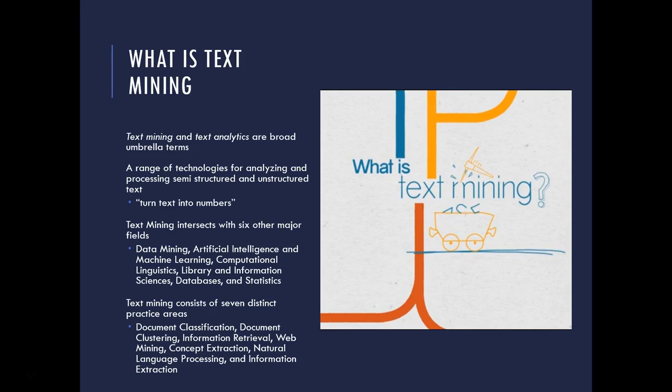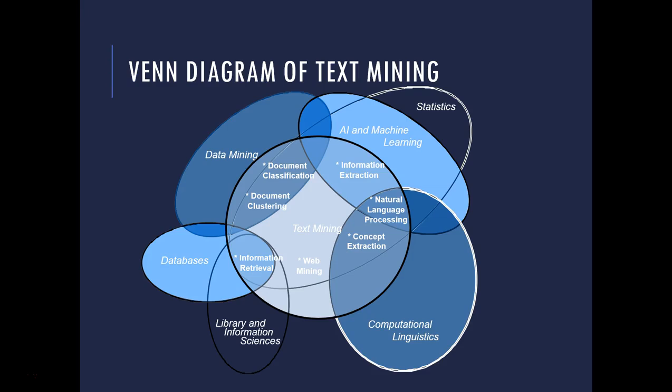It intersects with six other major fields, including data mining, artificial intelligence and machine learning, computational linguistics, library and information sciences, databases, and statistics. We have seven distinct practice areas that text mining consists of. So that would be document classification, document clustering, information retrieval, web mining, concept extraction, natural language processing, and information extraction. So we can kind of see how all these different things overlap and interact together in this diagram here.